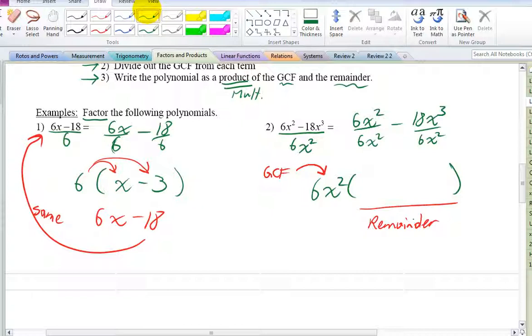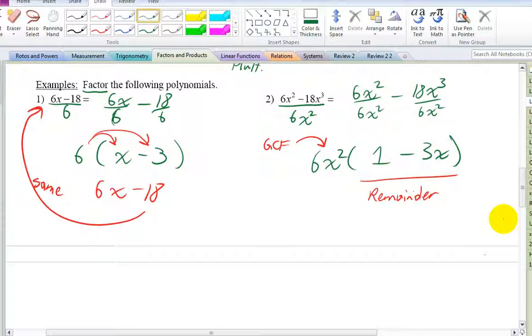Pinto, what's the answer? Okay. So if we multiplied that out, then we would get negative 18x cubed. Good. Yeah, that's tricky, right? We're not used to doing that. Remember, 6 divided by 6 is 1. X squared divided by x squared is 1. We must write the 1. If we don't, we won't get what we started with. Okay, so always write the 1. That's very, very important. That's usually where mistakes are made.